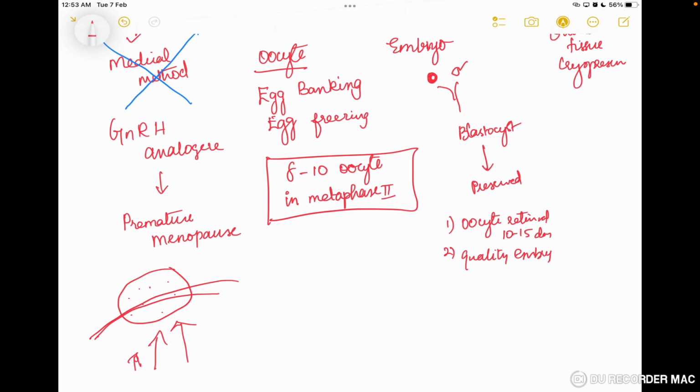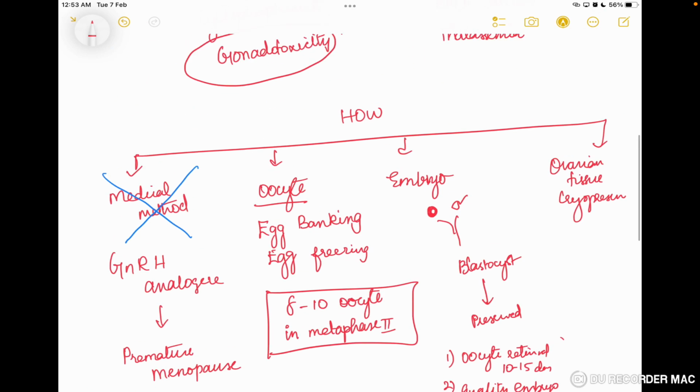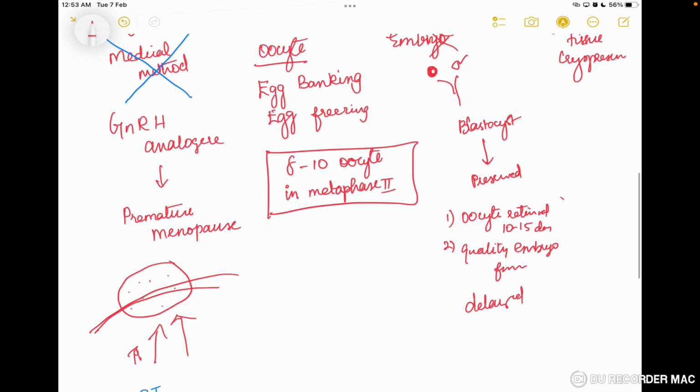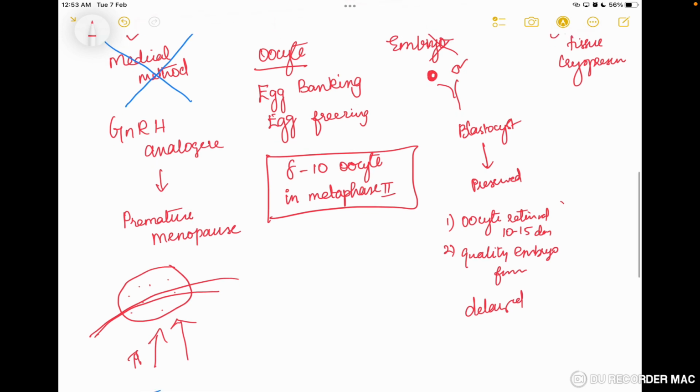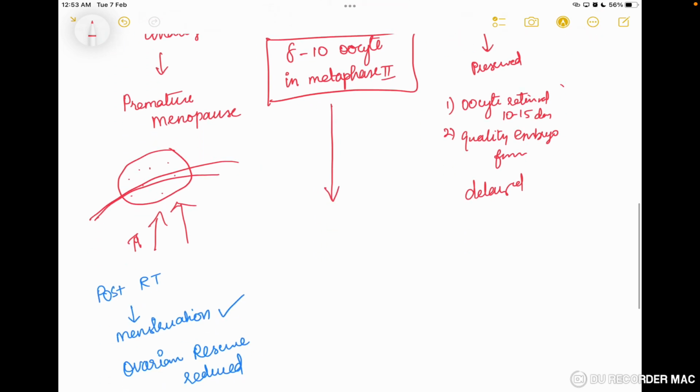This again takes some 10 to 15 days. So it is very delayed procedure. If the patient is planned for immediate chemo or radiotherapy, this method is not useful. So this oocyte preservation can happen by method called as vitrification.